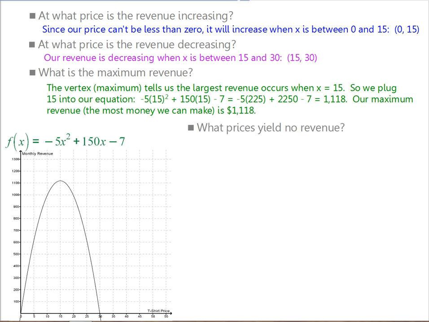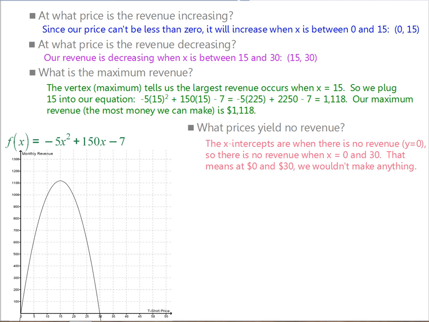And finally, at what t-shirt prices do they get no revenue at all? Well, down here where y is 0, x is 0, right? They sell it for $0, so they make no money. Hopefully that would make sense, right? And over here at $30, that means that it's way too much money to sell those t-shirts for, so nobody would buy them and they would get no money. So at $0 and $30, they would make no revenue at all.